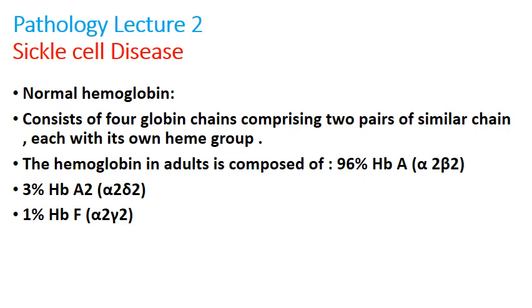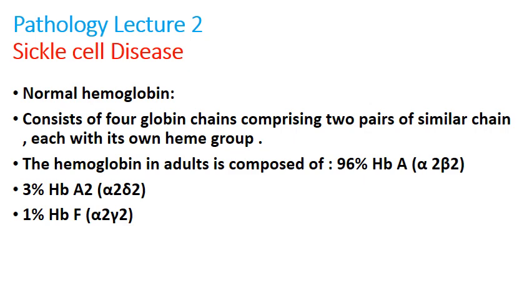Here we are coming to sickle cell disease, one of the inherited hemoglobinopathies. Normal hemoglobin consists of 4 globin chains, comprising two pairs of similar chains, each with its own heme group.